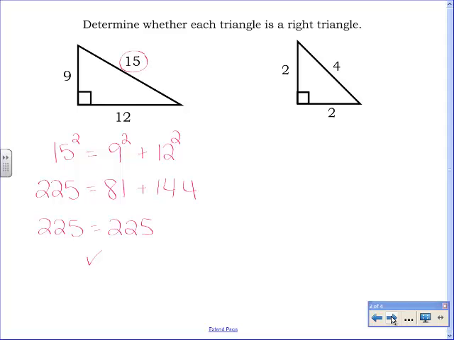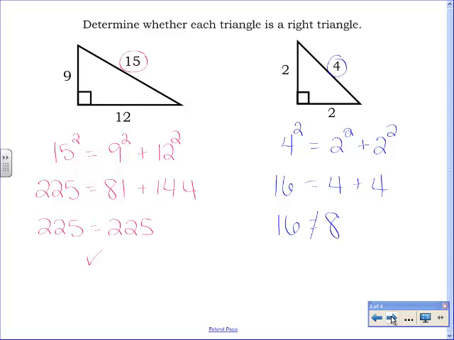Let's try another example. In this problem, the triangle has sides of lengths 2, 2, and 4. 4 would have to be the hypotenuse, so it goes off by itself. Our equation will be 2 squared plus 2 squared equals 4 squared. 2 squared is 4, and 4 squared is 16, so we have 4 plus 4 equals 16. 8 does not equal 16, so this is not a right triangle.